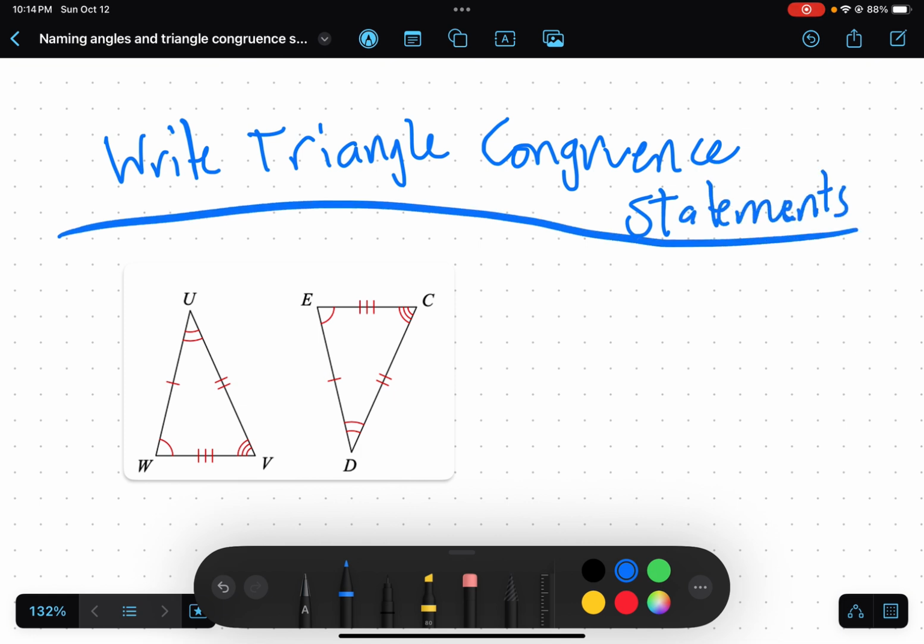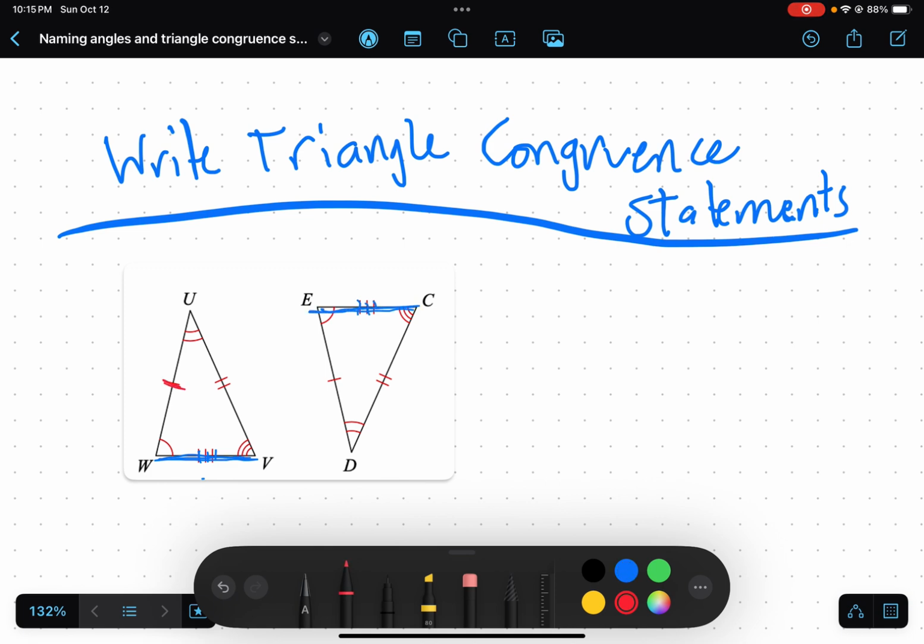Okay, so we've got these 2 triangles, and there's all these marks all over them. So what do these marks mean? Each of these sides matches up. When I see these 3 little lines, that means these 2 sides match up to each other. So this side matches to this side.